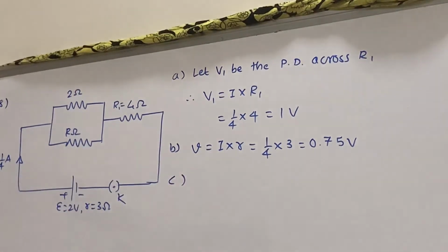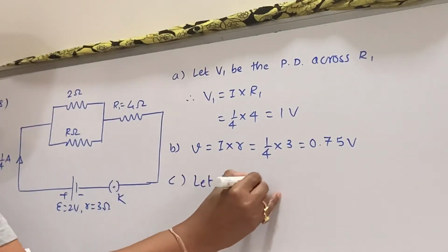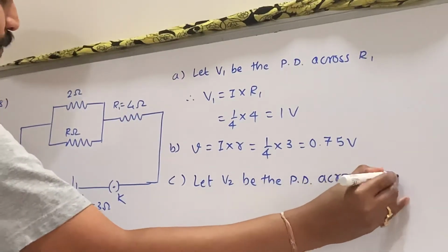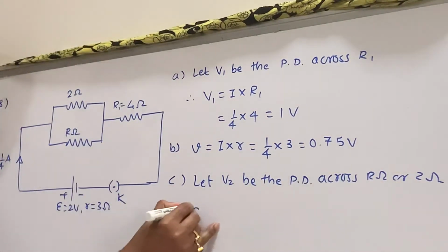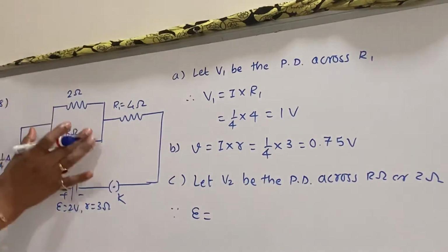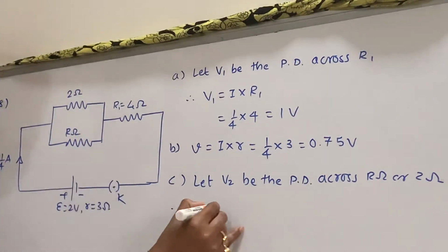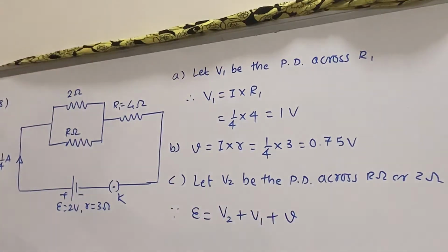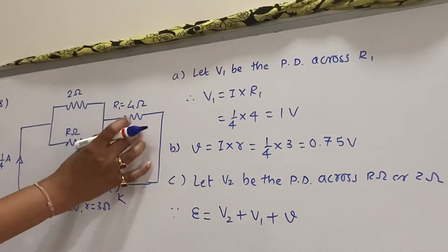In C part, PD across R or 2 ohm. So right here, let V2 be the potential difference across R ohm or 2 ohm. It will be the same, right? So we have EMF is nothing but it is the sum of potential difference across each resistor. EMF is nothing but your V2 plus V1 plus small v. I repeat, EMF is the sum of potential difference across each resistor. That means the combination of these two is one, plus this plus internal.